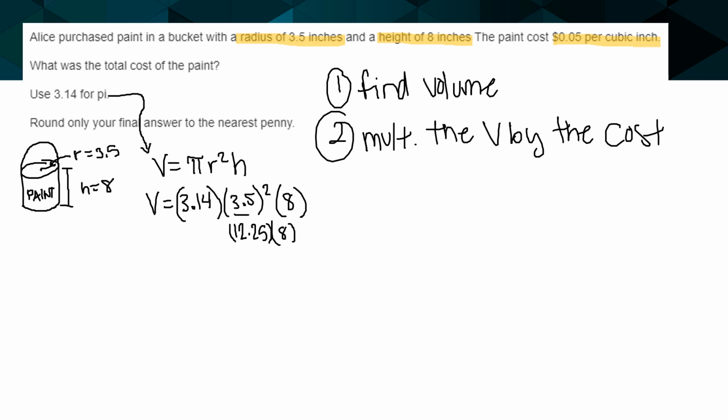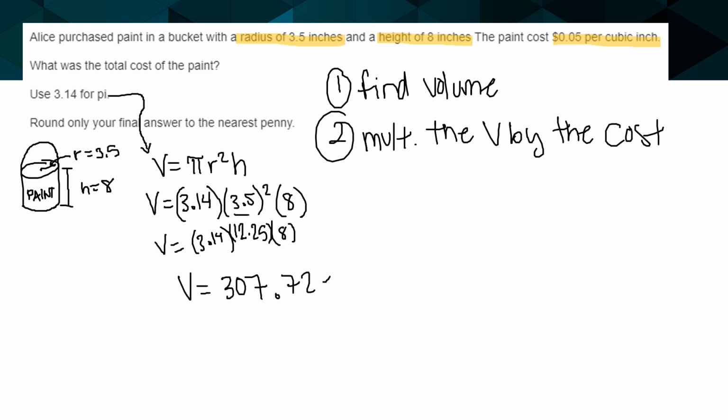We're going to bring down everything we haven't used yet. Get some parentheses around that. 12.25, 3.14, and we are good to go. Now, all I do is multiply straight across here. I go 3.14 times 12.25 times 8, and that's going to give me a total volume of 307.72. All right, let me just double check that math. Yeah, I did enter that correctly.